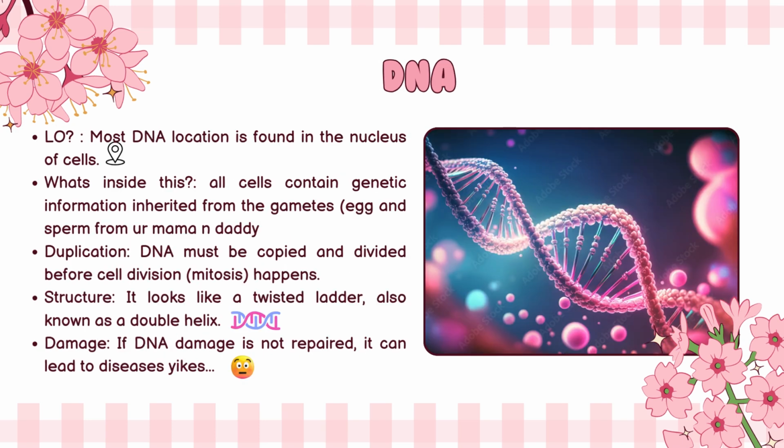Let's talk about DNA. What's the lowdown on DNA? The DNA is found in the nucleus of the cells. And what's inside of this? All cells contain genetic information that's inherited from the egg and sperm. And duplication: DNA must be copied and divided before cell division happens. It looks like a twisted ladder and is also known as a double helix. Keep in mind, if DNA damage is not repaired, it can lead to abnormalities.